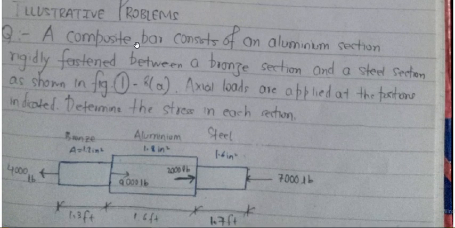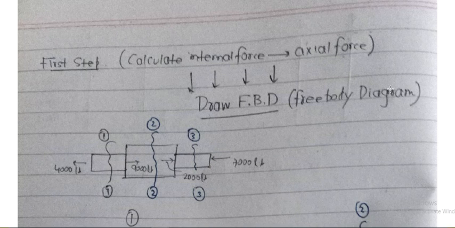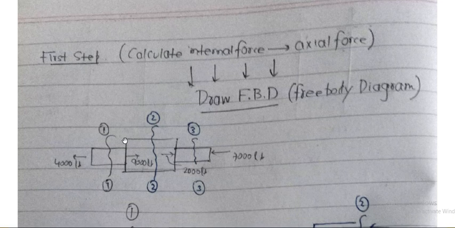A composite bar consists of an aluminum section which is fastened between a bronze section and a steel section. So there's an aluminum bar, a bronze bar and a steel bar. Axial loads are applied at the positions indicated. Determine the stress in each section. So these are the axial loads applied at this point, this point, and this point. Okay, so first of all, we need to calculate the internal force, right? There will be 3 internal forces, one for each bar.